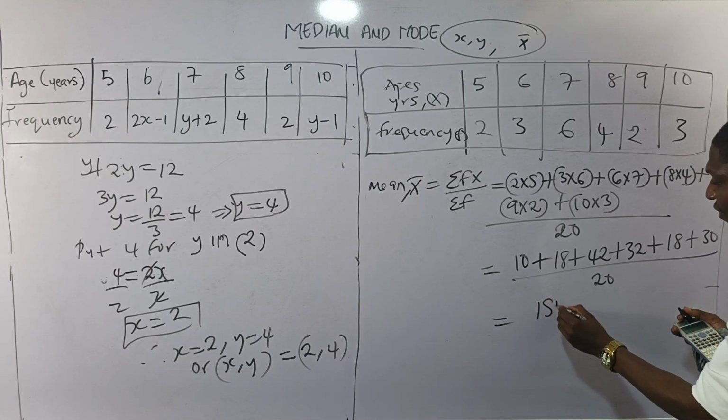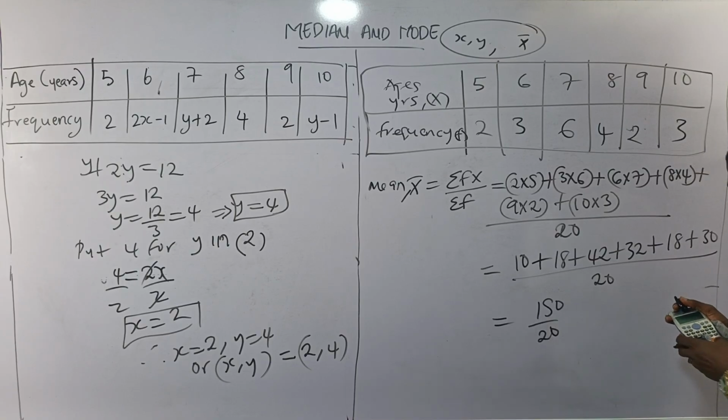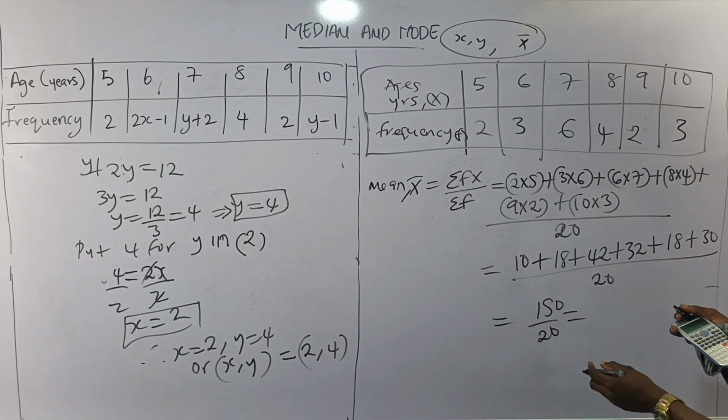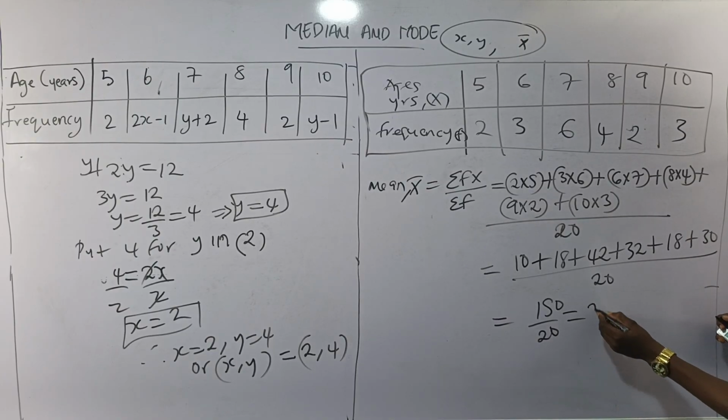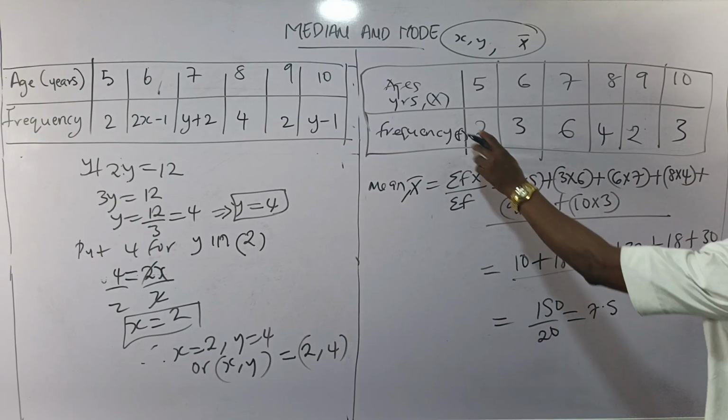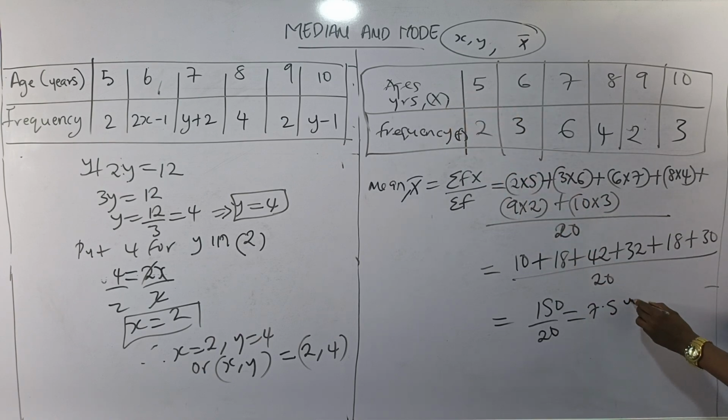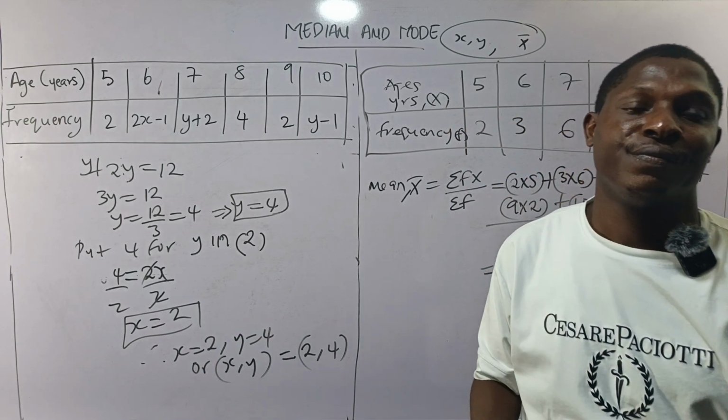This will give me 150 all over 20. And 150 divided by 20 will give us 7.5. So our mean is simply what? 7.5. And since this has to do with years, 7.5 what? Years is our answer.